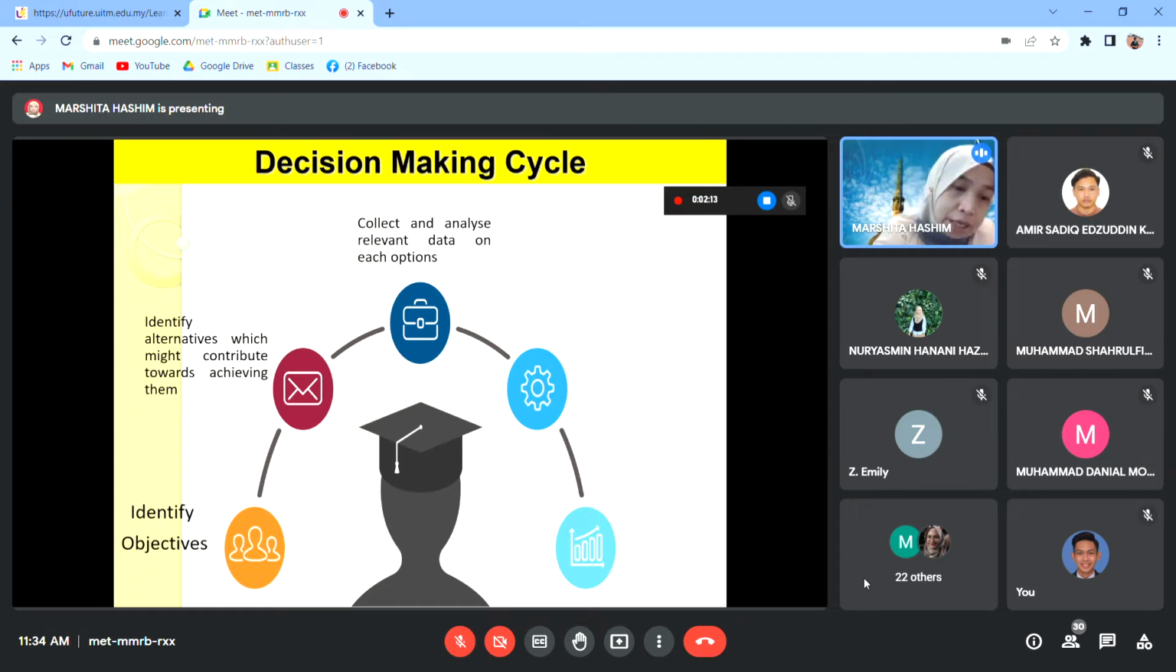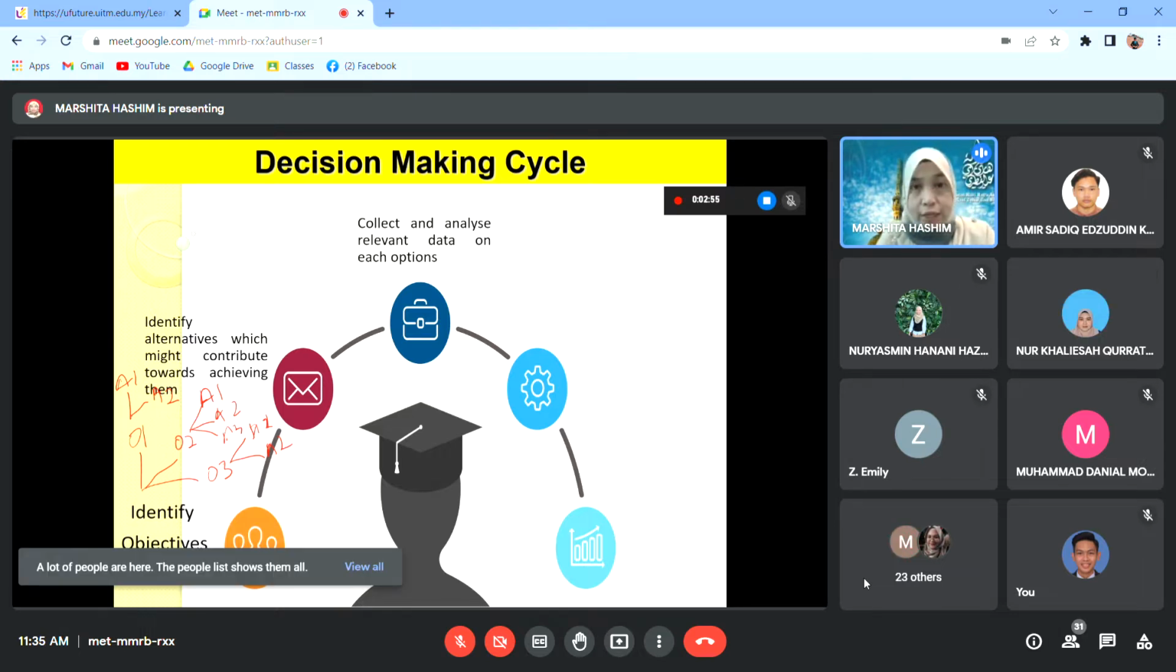For example, let's say you have 3 objectives: objective 1, objective 2, and objective 3. And then step number 2, you identify alternatives which might contribute towards achieving these objectives. Let's say objective 1, you have 2 alternatives. Objective 2, maybe you have 3 alternatives. Objective 3, maybe you have 2 alternatives. So next step, you collect and analyze data on each option. On each of these alternatives, you collect data and then you analyze the data.